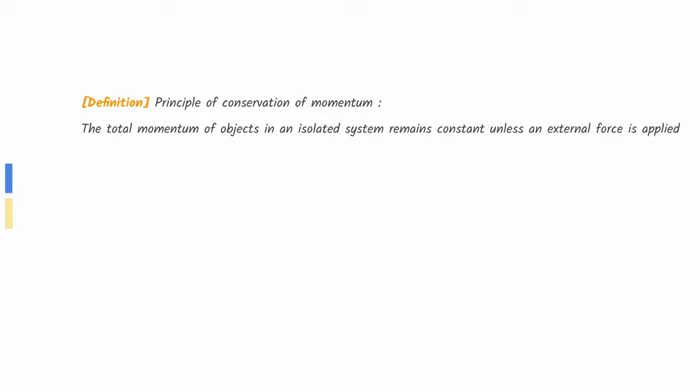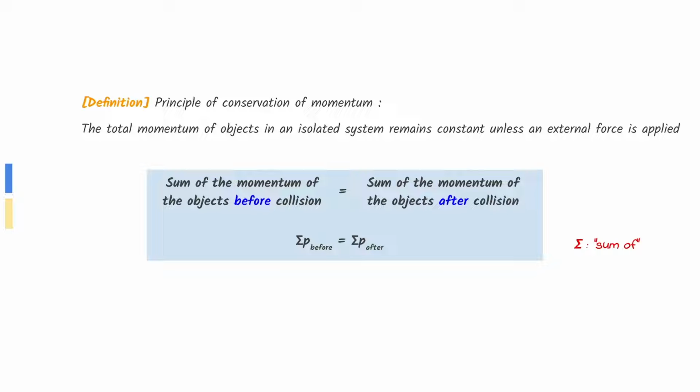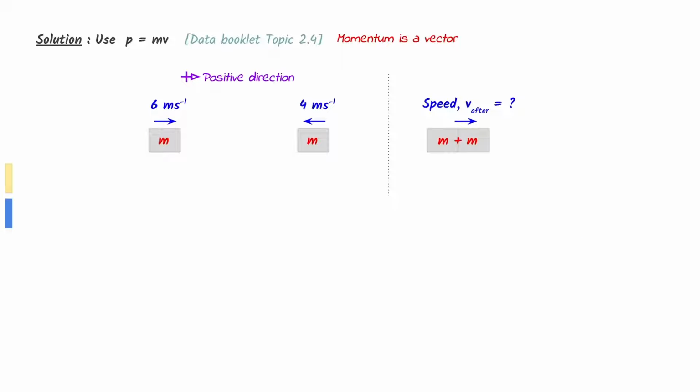The principle of conservation of momentum states that the total momentum of objects in an isolated system remains constant unless an external force is applied. This means that the sum of the momentum of objects before the collision must equal the sum of momentum of objects after the collision. Here are the trolleys before and after the collision. Let us assume that each trolley has a mass of m. For this question, the right direction has been taken as the positive direction.